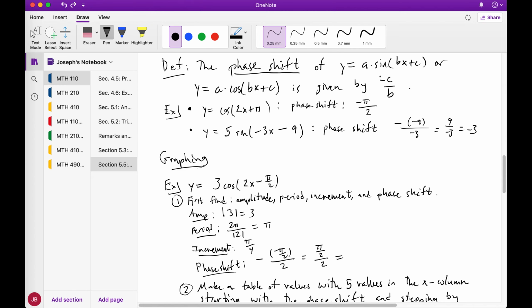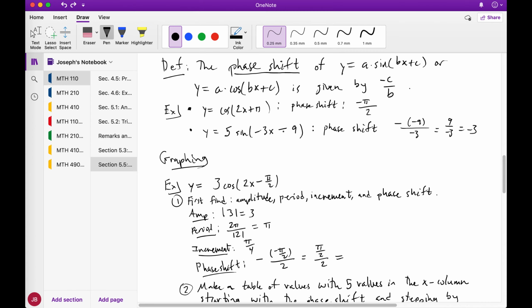And so let's look here. If y equals cos 2x plus pi, the phase shift is minus the c value, which is pi. Notice it's a plus pi. And then divide by the number in front of x, which is 2. And notice I don't do the absolute value, right? I just take the numbers as I see them. So I take the negative of the number, the constant term, divided by the number in front of x.